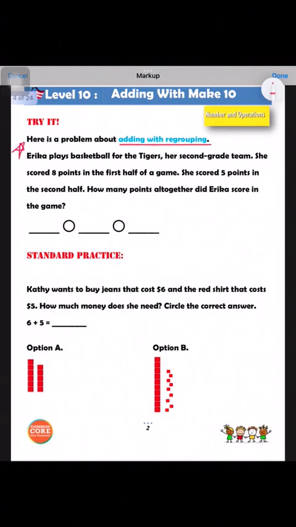Let's have a look at the question. Erica plays basketball for the Tigers, her second grade team. She scored 8 points in the first half of a game. She scored 5 points in the second half. And the question is, how many points altogether did Erica score in the game?